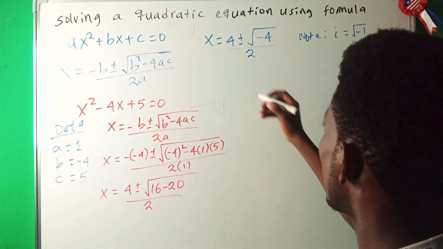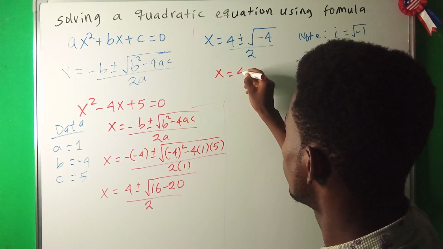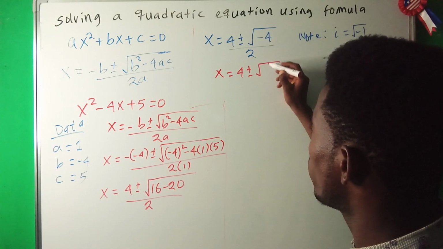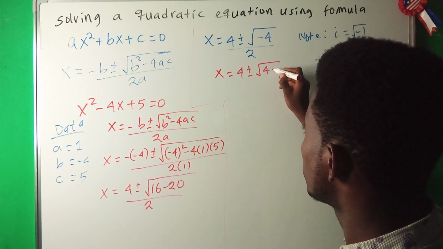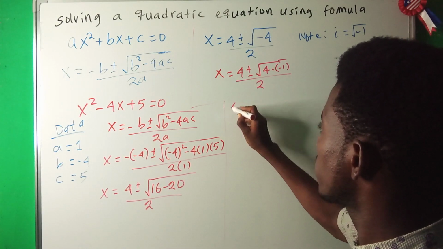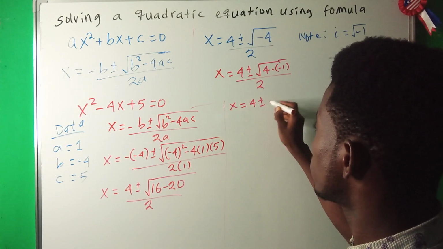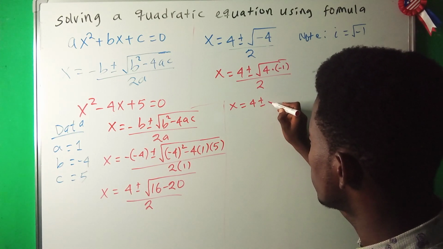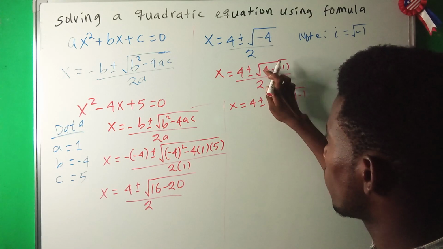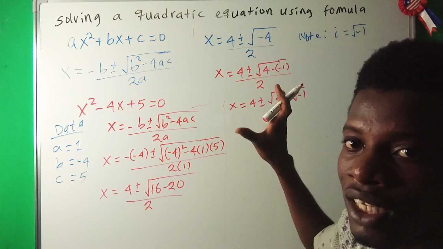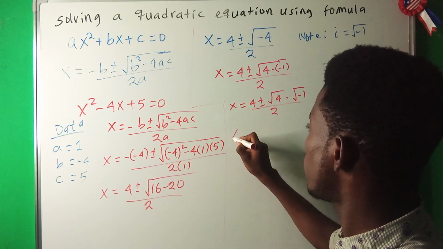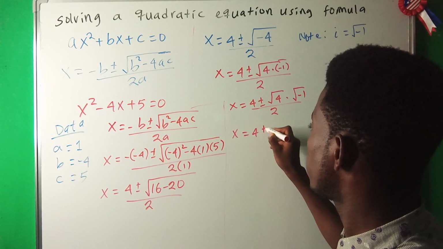So let's go. We have x is equal to 4 plus or minus the square root of negative 4, which can be written as 4 times negative 1, all divided by 2. We have to separate this, so we write it as the square root of 4 times the square root of negative 1, because we are multiplying in the parentheses, so we can separate the radicals. All divided by 2.